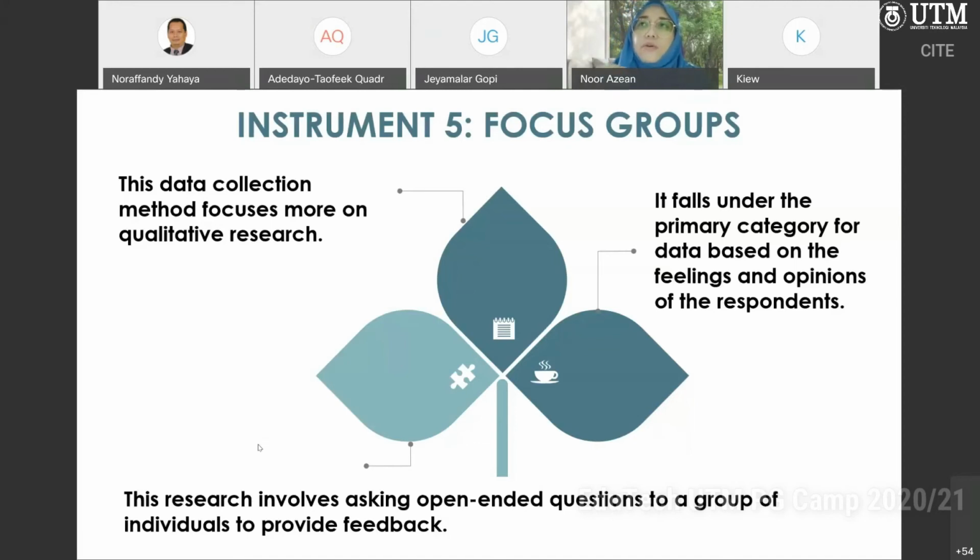So it's good to have the focus group. This research involves asking open-ended questions, maybe to a group of individuals, usually ranging from 6 to 10 people, students. They will give the feedback. So this is very important.